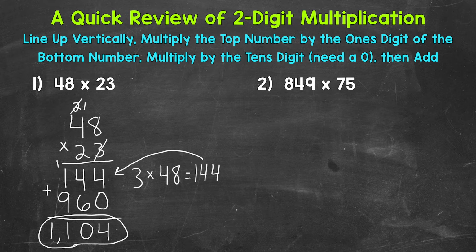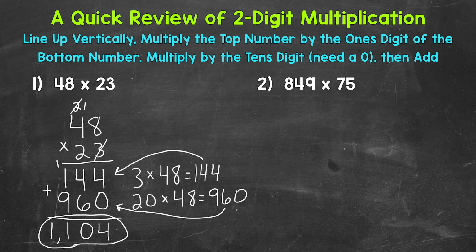Then we move over to the tens digit and multiply that by 48. And that tens digit is a 2, but it has a value of 20 because it's in the tens place. So we did 20 times 48 as well. And that equals 960, which is right here. And then we add those together to get the final product.